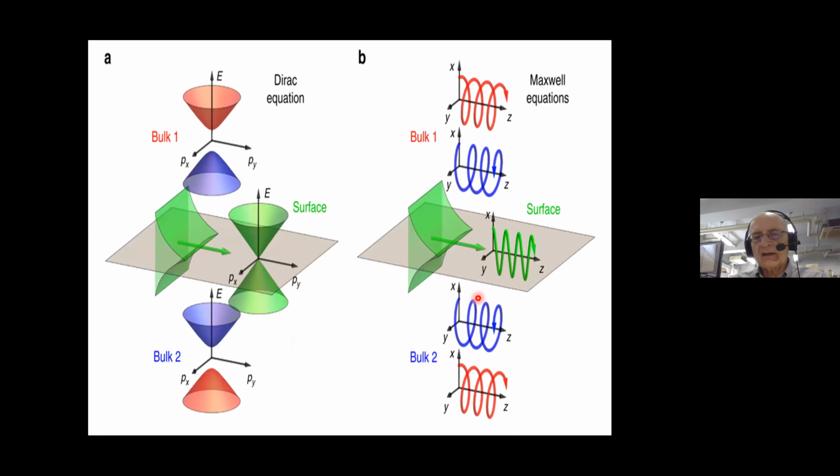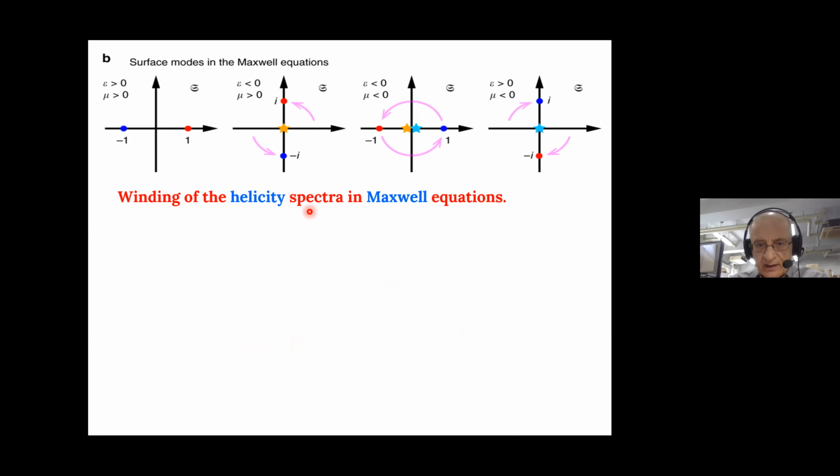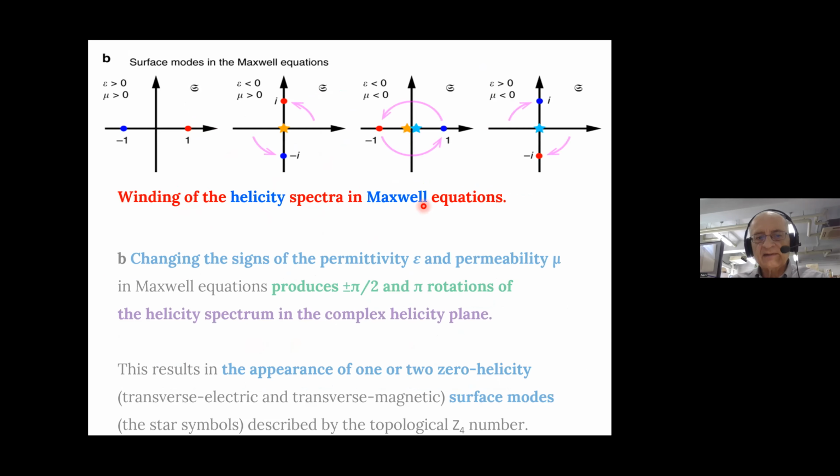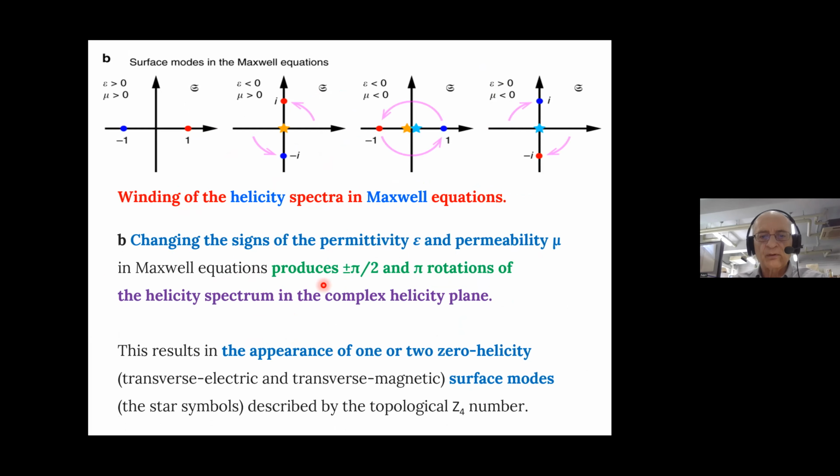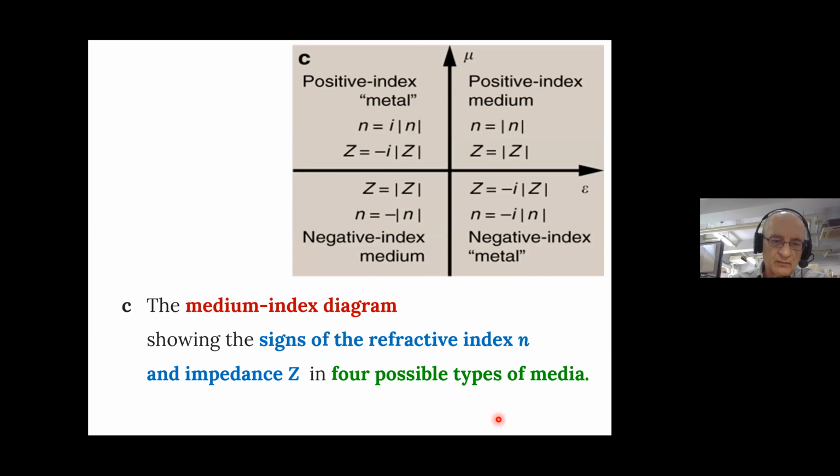But now, for this case here, we had the winding of the helicity spectra in the Maxwell equations. The change in the sign of the permittivity and permeability produces a pi/2 rotation of the helicity spectrum in the complex helicity plane. This results in the appearance of one or two zero helicity transverse electric and transverse magnetic surface modes, which are these two stars here, the blue and the yellow one, described by the topological Z4 number. It is not Z2 anymore. And the medium index diagram showing the signs of the refractive index and impedance are these four ones shown here.